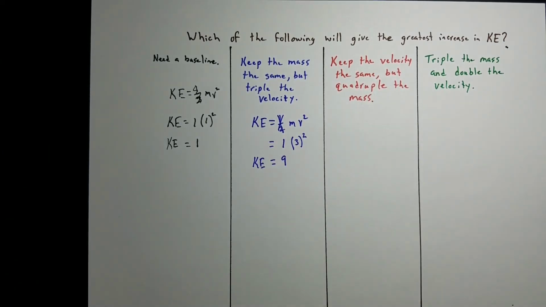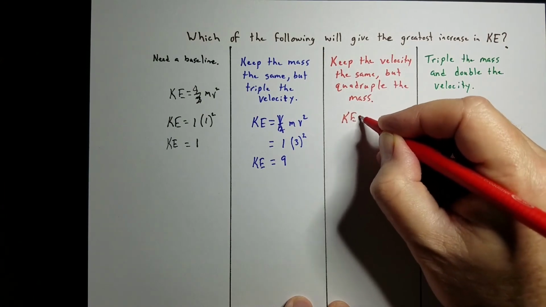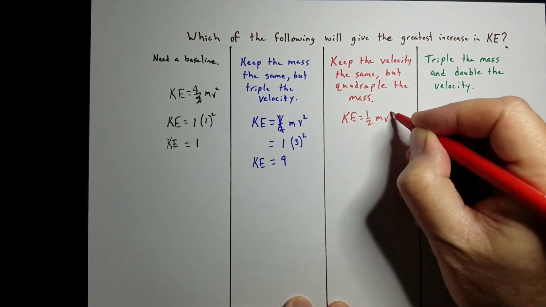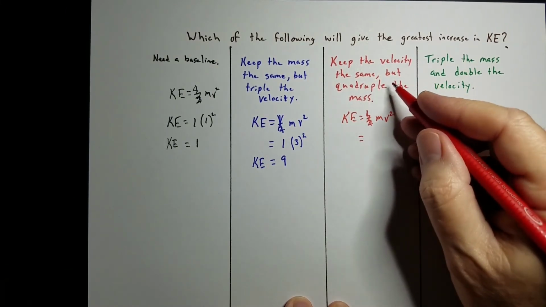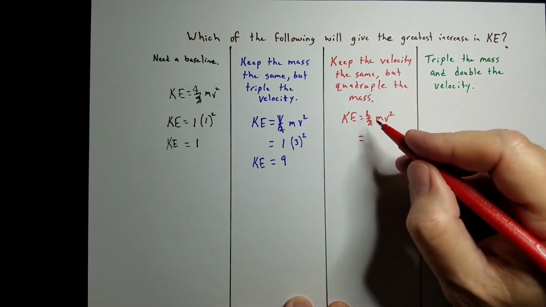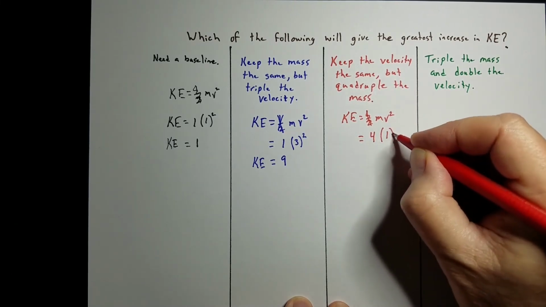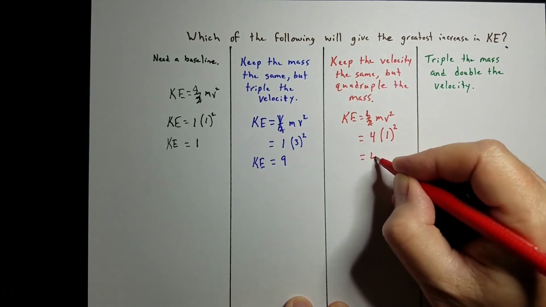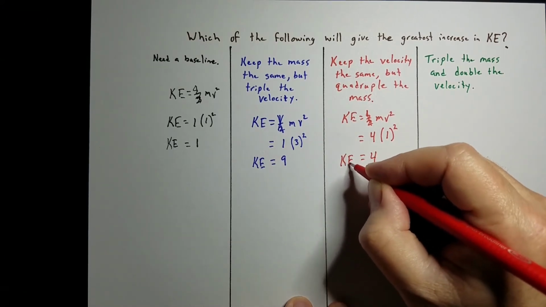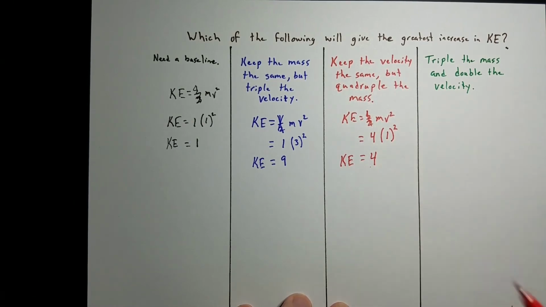In the red zone here, we want to keep velocity the same, but quadruple the mass. So again, start off with the basic equation, 1/2 mv squared. Forget about the constant. We're going to quadruple the mass, but leave velocity the same, so it stays a 1. Well, 1 squared is 1 times 4 gives us a kinetic energy of 4. So it will increase by 4 times the original amount.